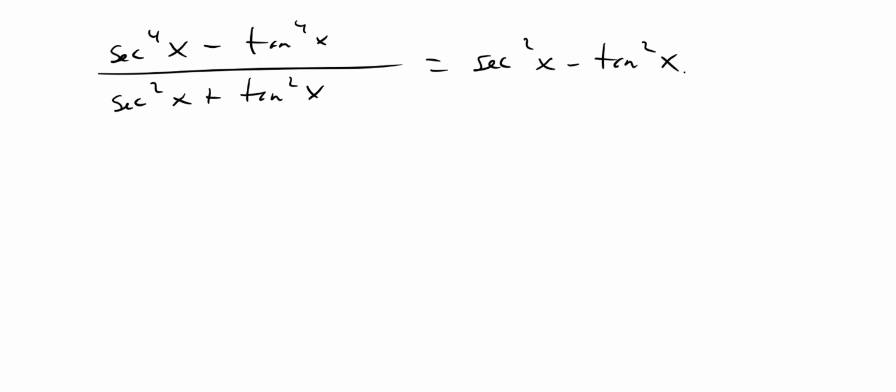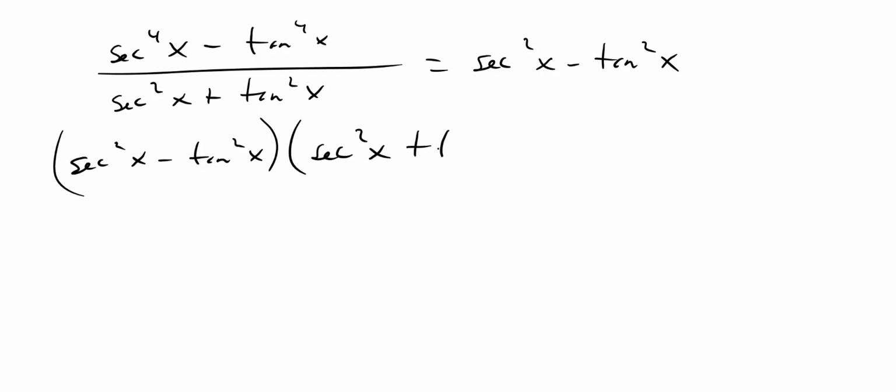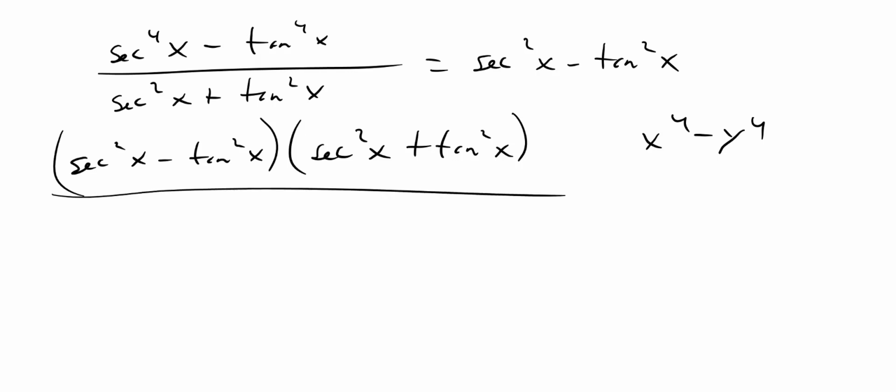All right, this is easier than you think, guys. This is just a factoring problem. That's all it is. Not even any identities here. That's a difference of 2 squares on top. So that's secant squared of x minus tangent squared of x times secant squared of x plus tangent squared of x. Okay, it's like saying x to the 4th minus y to the 4th. That would be x squared plus y squared, x squared minus y squared. And the bottom is secant squared of x plus tangent squared of x.